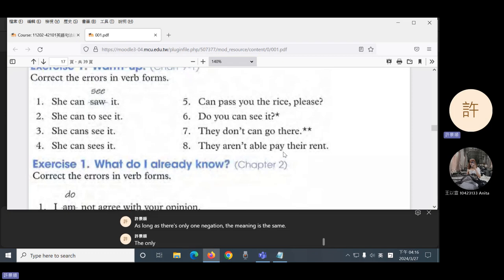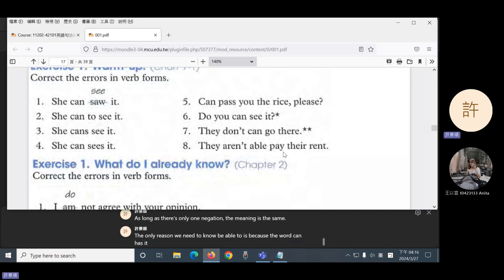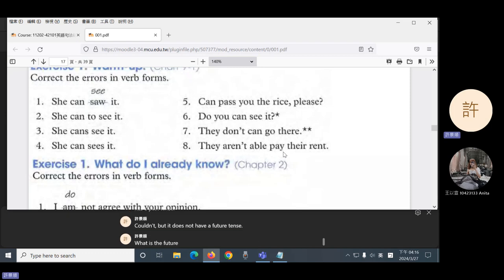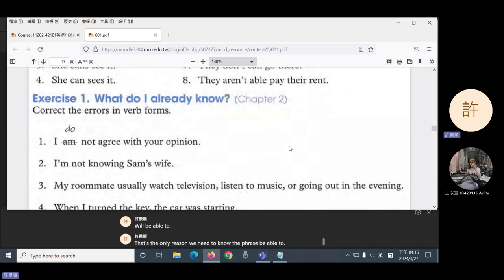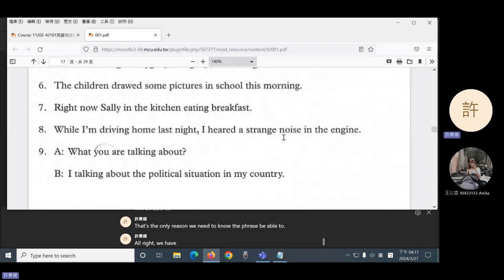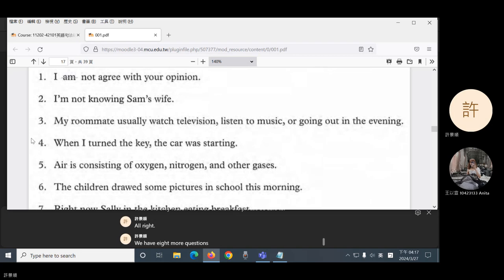The only reason we need to know be able to is because the word can has a past tense, couldn't, but it does not have a future tense. What is the future of can? Will be able to. That's the only reason we need to know the phrase be able to. All right. We have 8 more questions. I'll give you 4 minutes.